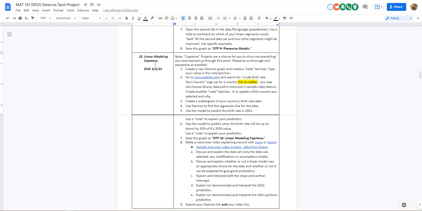These count both as an exam grade and as a project grade, so you're trying to showcase your skills here. Present to me that you understand some of the contents we were working on so far. All right, so you're gonna make a new Desmos graph. You're gonna get your own data set from Statista.